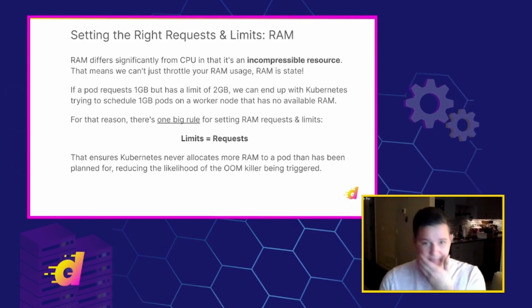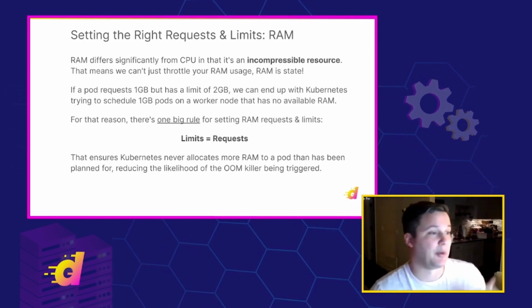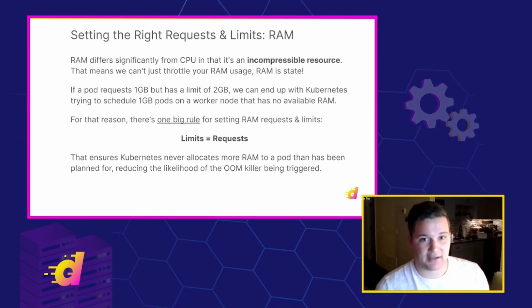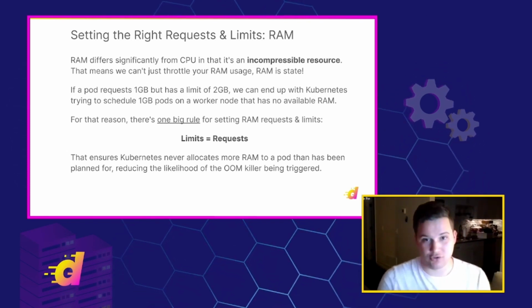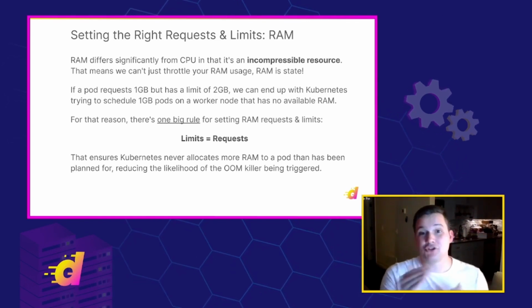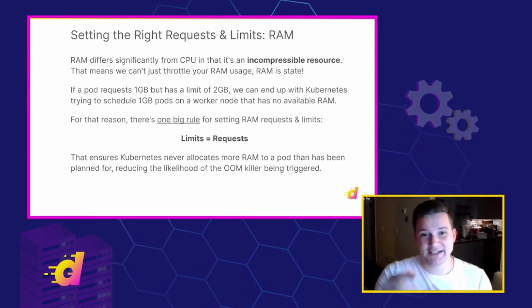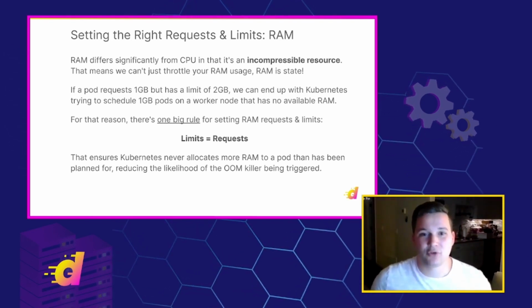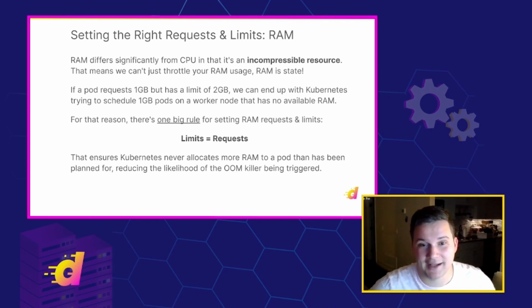If you see on this page, we talk about the idea that if a pod requests 1 gig but has a limit of 2 gigs, it can be on a node with only 1 gig available of RAM, or maybe 2 gigs available, and then it tries to use all 2 gigs, and suddenly a new pod gets scheduled, and its process is killed, and hopefully it can recover from that. But if not, then you've just got a pod that has to be restarted.